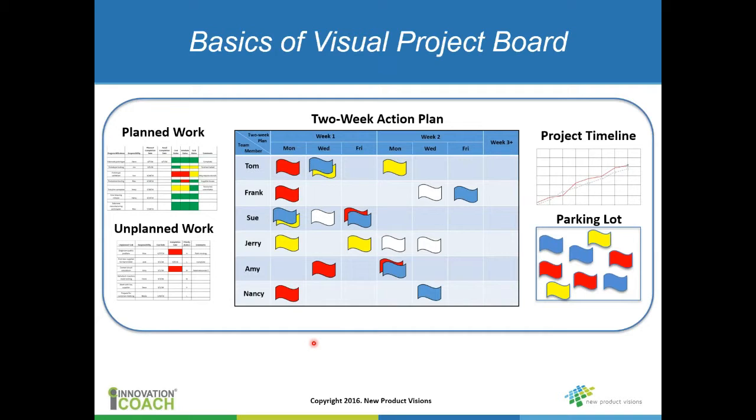The second aspect of this tool is this concept of visual project board, and that's used in conjunction with these stand-up meetings. It's going to be something that's probably on a big board out in the common area where you're having these meetings, like a 4 foot by 6 foot type of project board. And so we're going to go through these 4 key sections: planned work, unplanned work. Really the heart of this is the 2-week action plan, and then this project timeline.